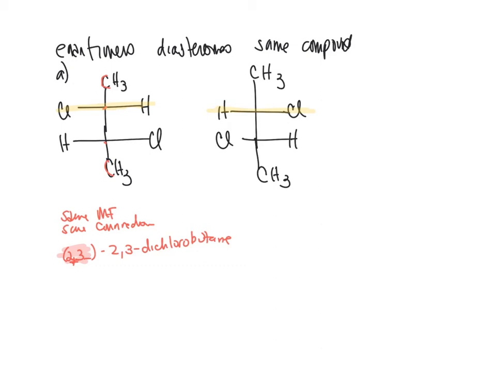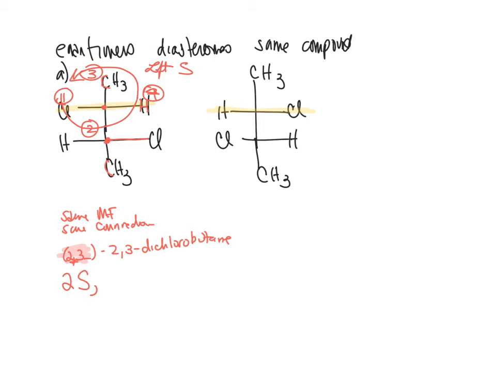So let's just see. Cl would have one priority. Hydrogen would have four. And then you're looking at carbon bonded with hydrogen, carbon bonded with a chlorine. So that would be two, and that would be three. You connect the 1, 2, 3, and you're turning the steering wheel to the left. Left is S, or counterclockwise. So this one here is 2S.